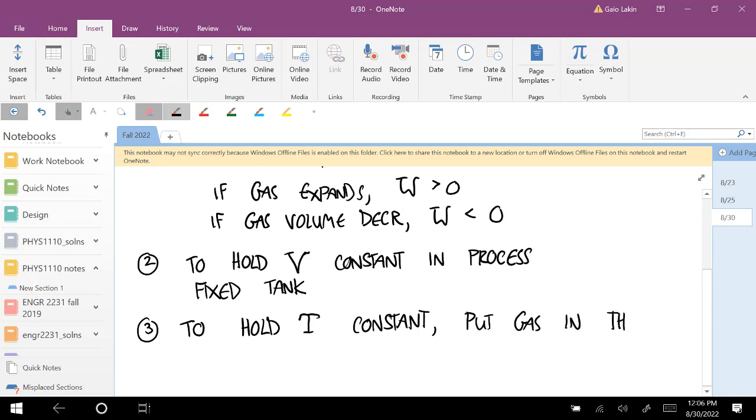So put the gas in thermal contact with a reservoir at a fixed temperature.